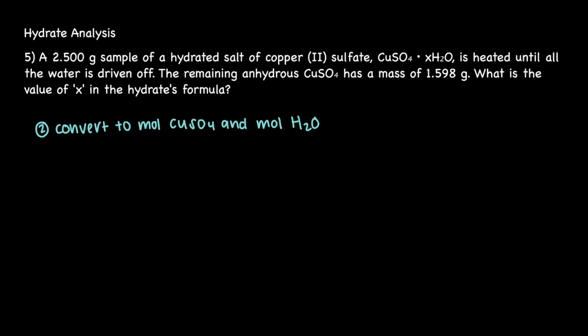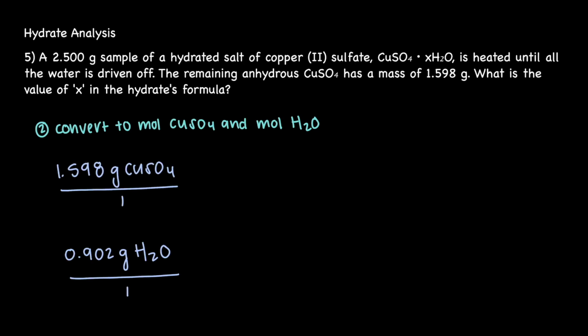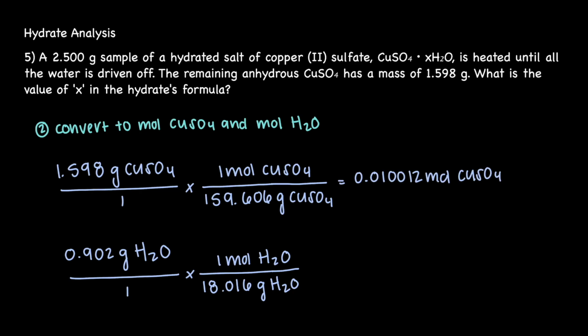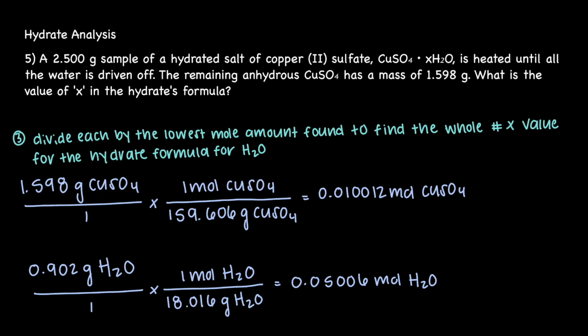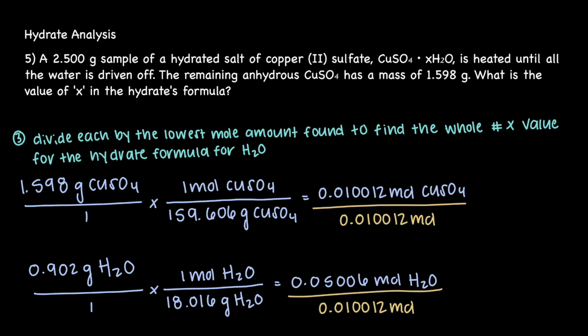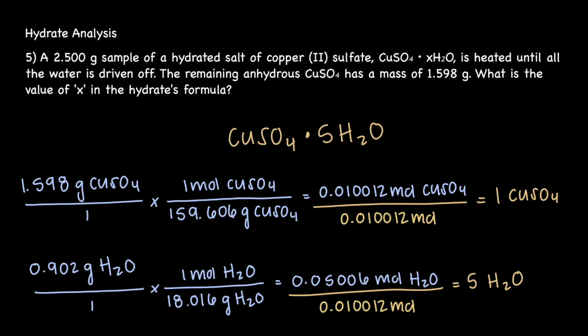Next, we are going to convert grams of copper 2-sulfate and grams of water to moles by dividing each by their molar masses. We get 0.010012 moles of copper 2-sulfate and 0.05006 moles of water. Next, we can find the whole number ratio for water by dividing each mole value by the lowest mole amount. The lowest mole amount found was 0.010012. Dividing each by that value, we get 1 copper 2-sulfate and 5 waters. The hydrate formula will have a 5 in front of H2O.